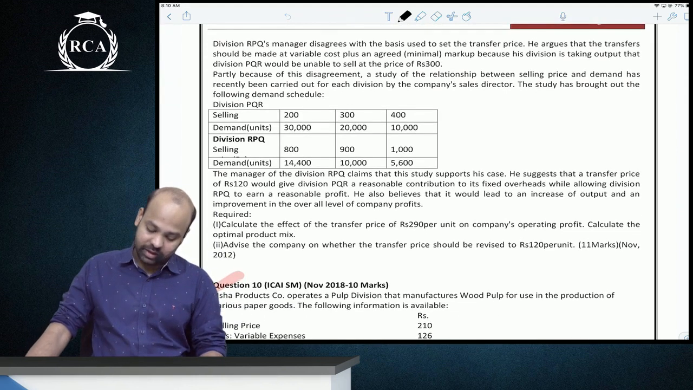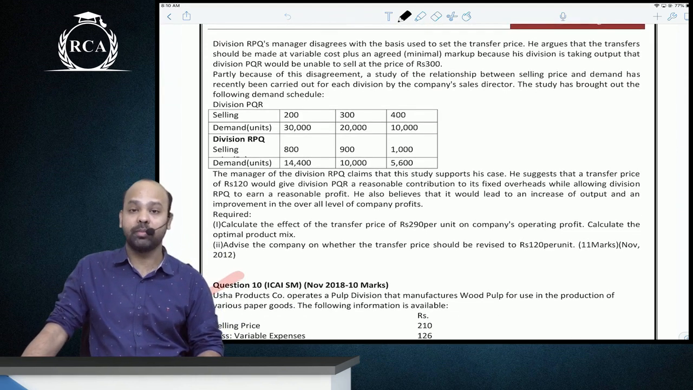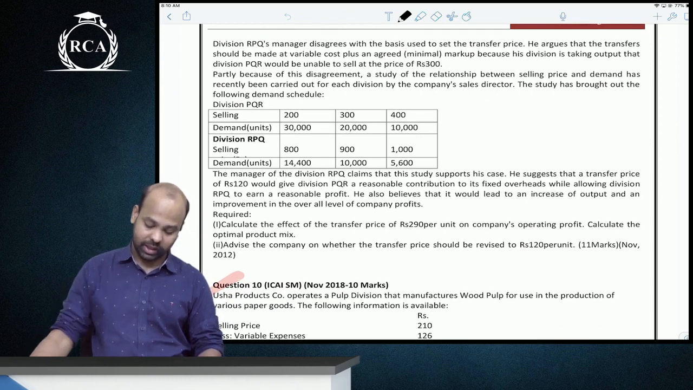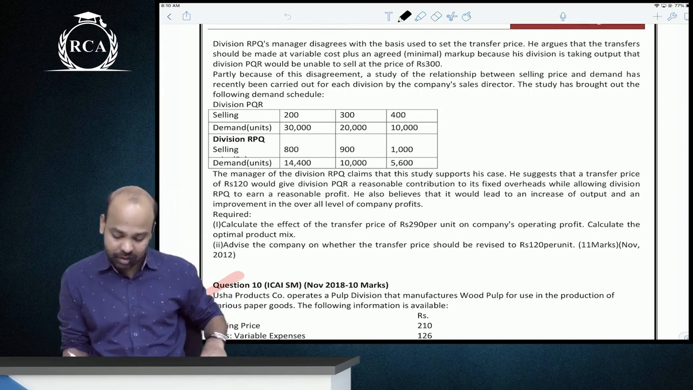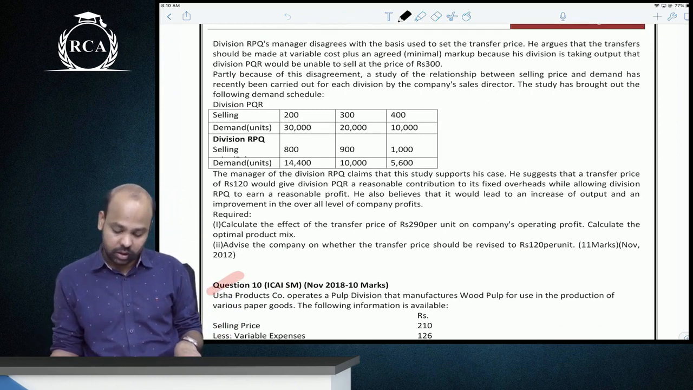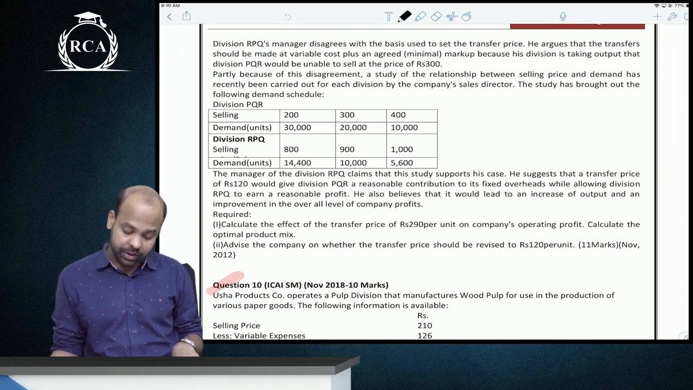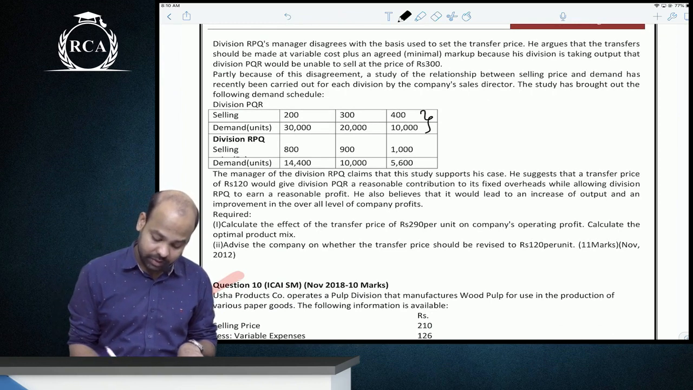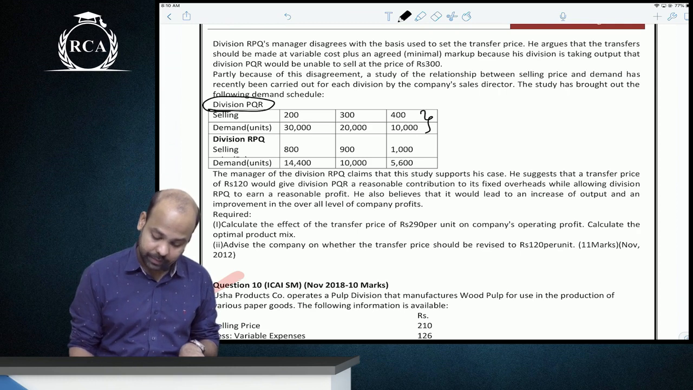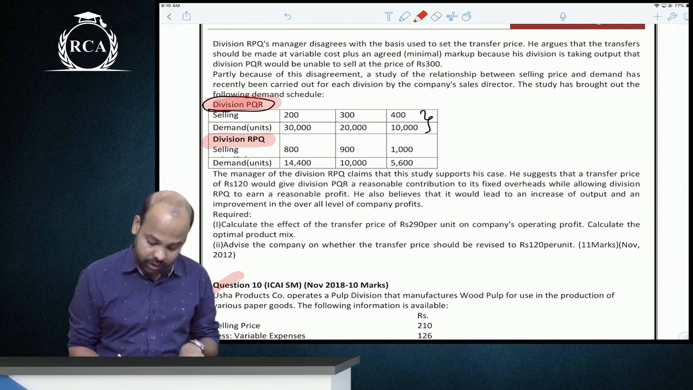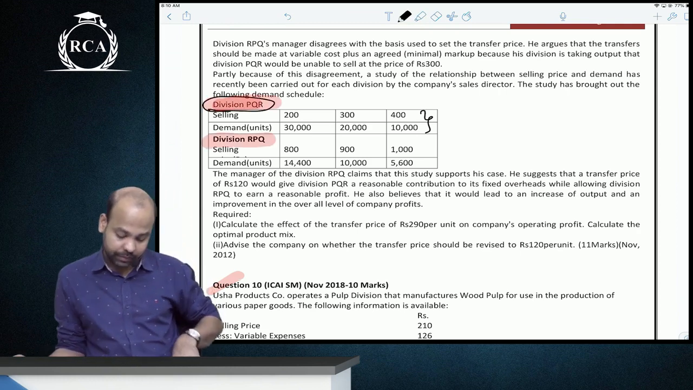Partly because of this disagreement, a study of the relationship between selling price and demand has been carried out for each division by the company's sales director. The study has brought out the following demand schedule. We have this data for division PQR, and then this we have for division RPQ, guys.